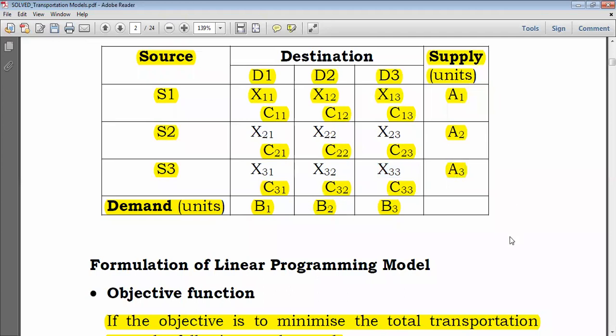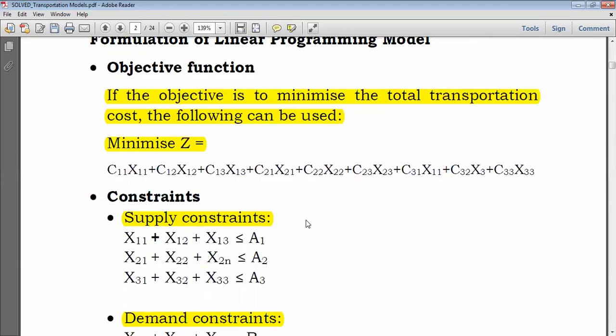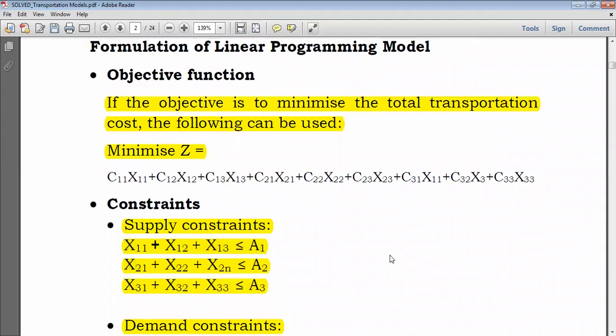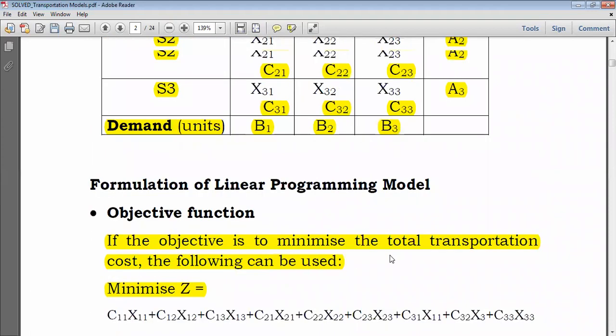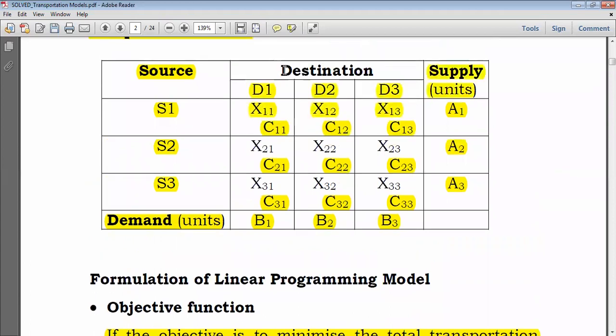And now you have completed the supply constraints. So these are the supply constraints, as you see here. X11 plus X12 plus X13 less than or equal to A1. The second row, less than or equal to A2, and then you go for the third row and you complete these supply constraints. And right now we shift our focus to demand constraints. As for demand constraints, you see here, these are the demand from destinations.